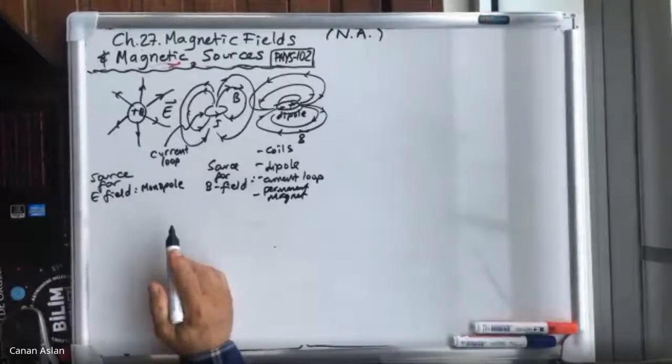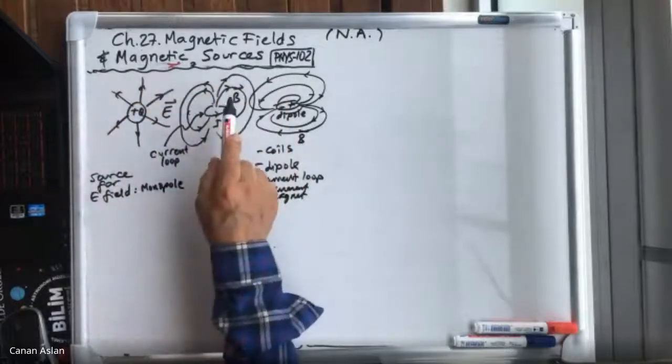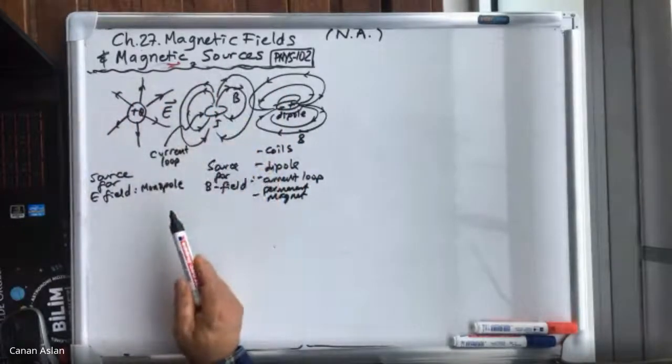Okay, today, hi everybody, today we will see chapter 27, magnetic fields and magnetic sources.